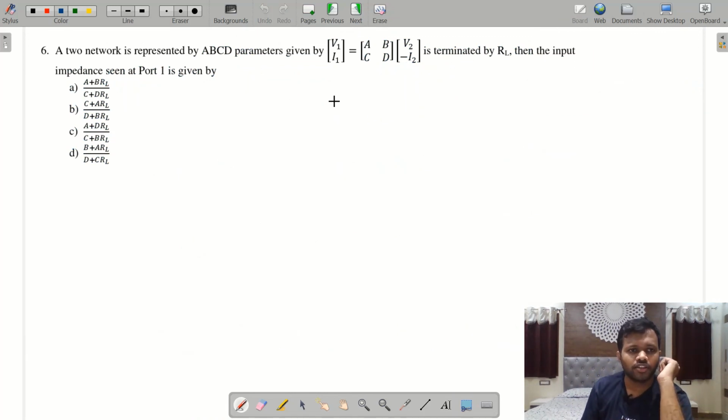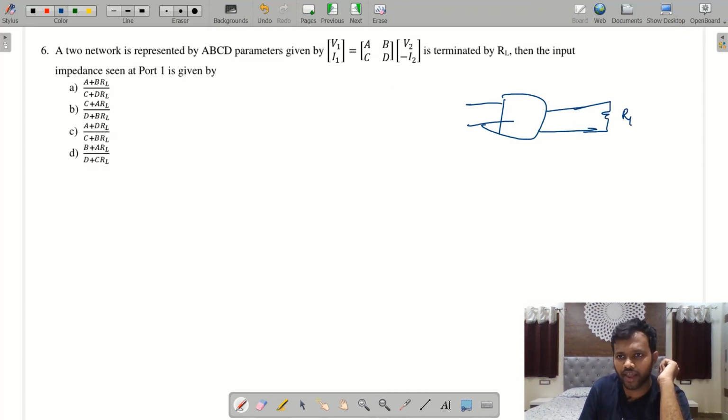So 6th question, this is also one of the previous exam questions. What they have given: they had given the ABCD parameters for a network, and now they were connecting a resistance of RL across the load, and then they were asking the input impedance, that is V1 by I1.